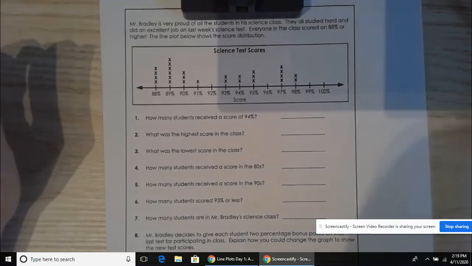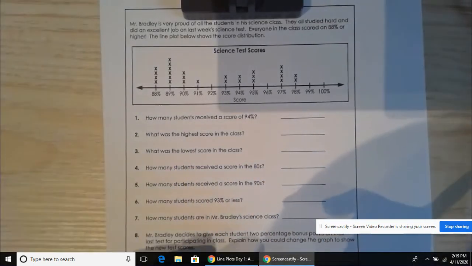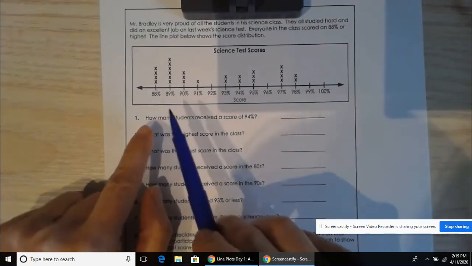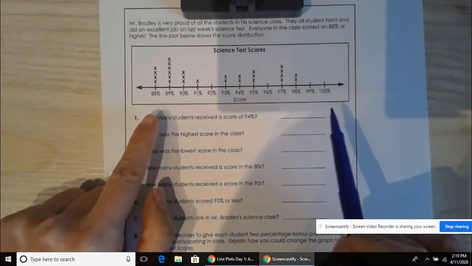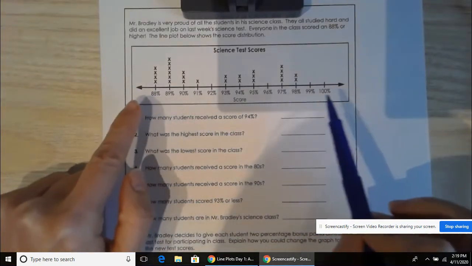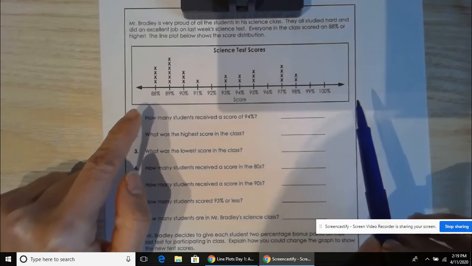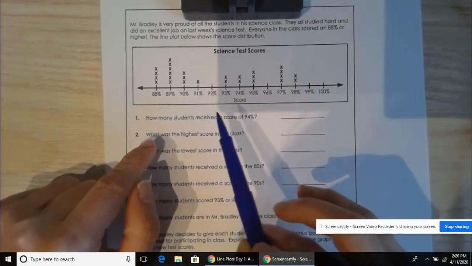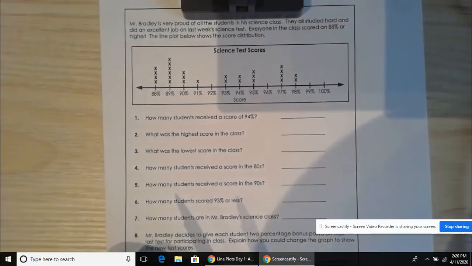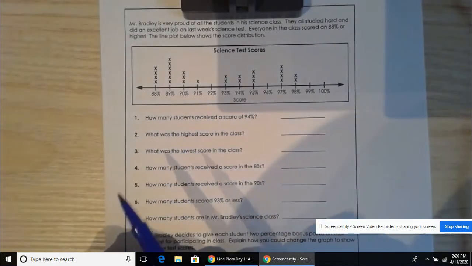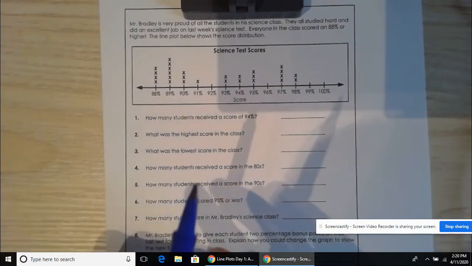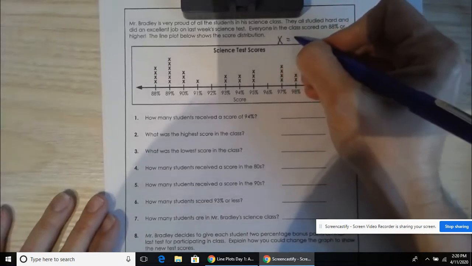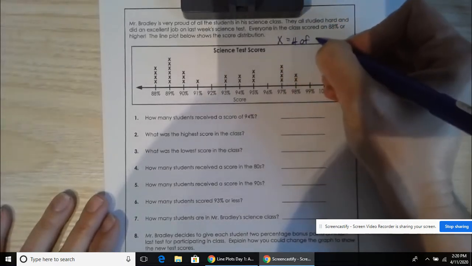So if you notice here, a line plot is organizing data just like a bar graph. Couple of differences. First, you have your scores across the bottom of your line plot, and if you notice, it looks like it's organized almost like a number line. It has tick marks, and under each tick mark is the score that students received. Rather than bars, you have X's that represent the number of students. So I'm just going to write here, X equals the number of students.